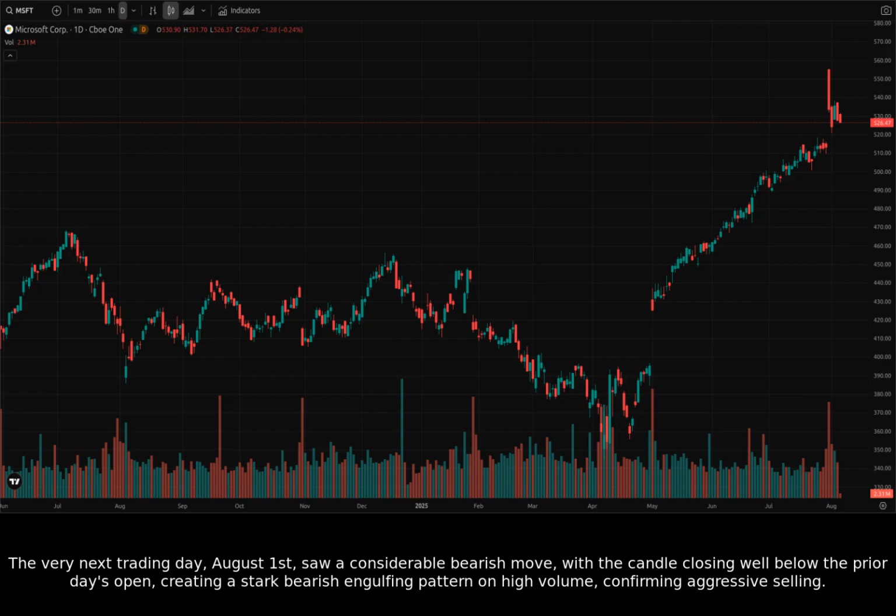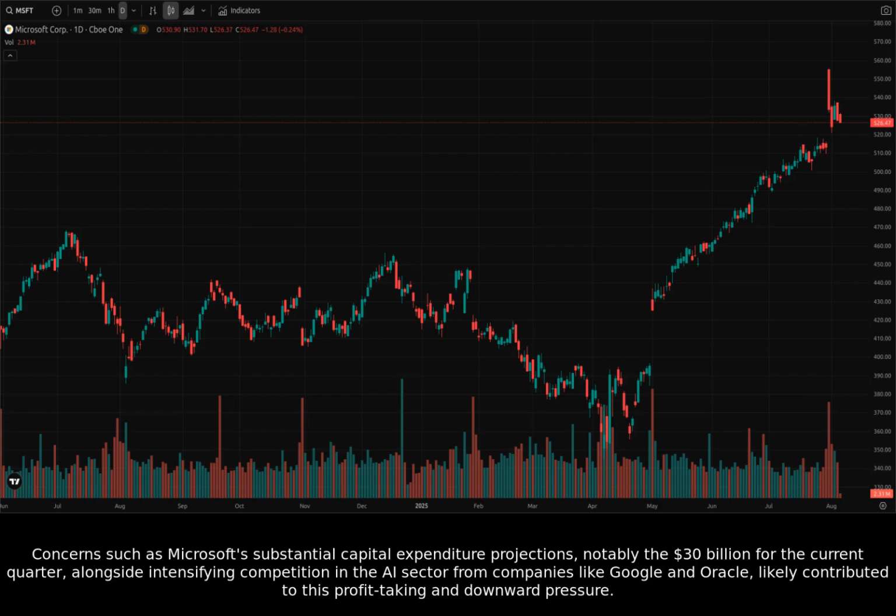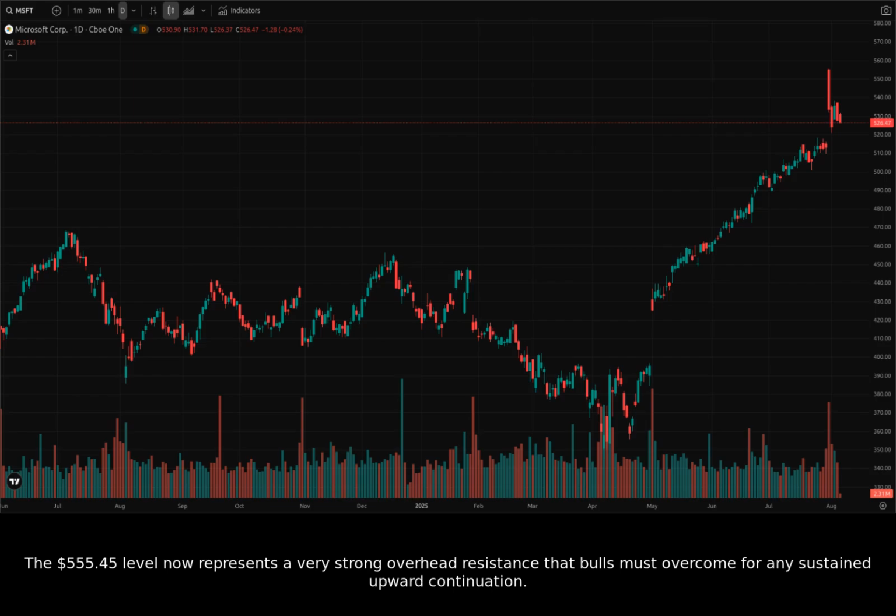The very next trading day, August 1st, saw a considerable bearish move, with the candle closing well below the prior day's open, creating a stark bearish engulfing pattern on high volume, confirming aggressive selling. This rapid retreat from the peak suggests that while the earnings were stellar, the market quickly began to price in potential long-term challenges. Concerns such as Microsoft's substantial capital expenditure projections, notably the $30 billion for the current quarter, alongside intensifying competition in the AI sector from companies like Google and Oracle, likely contributed to this profit-taking and downward pressure. The $555.45 level now represents a very strong overhead resistance that bulls must overcome for any sustained upward continuation.